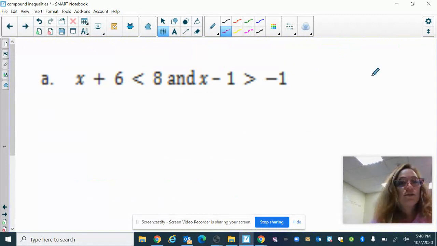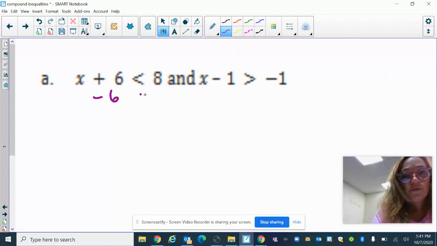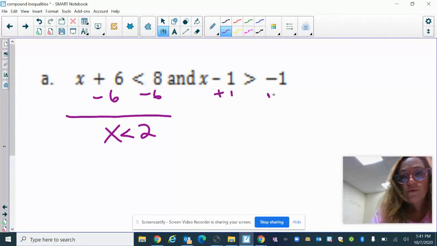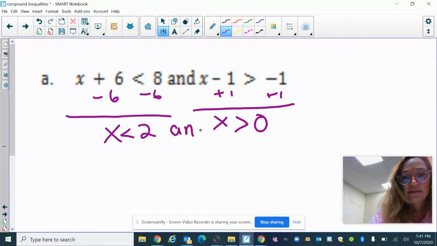Okay. So solve and graph. Okay. So I'm going to subtract 6 from both sides. So x is less than 2. Add 1 to both sides. So x is greater than 0. And this is an and.